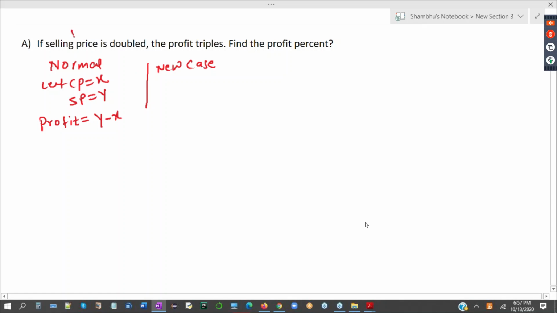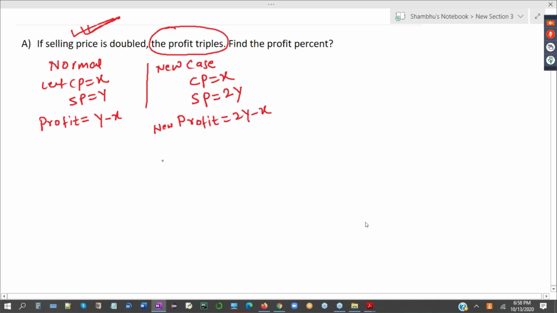But in the new case, it's saying selling price doubles. CP is X only, but selling price is 2Y. If selling price doubled, then the new profit will be what? New profit is 2Y minus X. It is said that now the new profit is tripled. New profit is 3 times. So I will write new profit is 3 times of old profit.